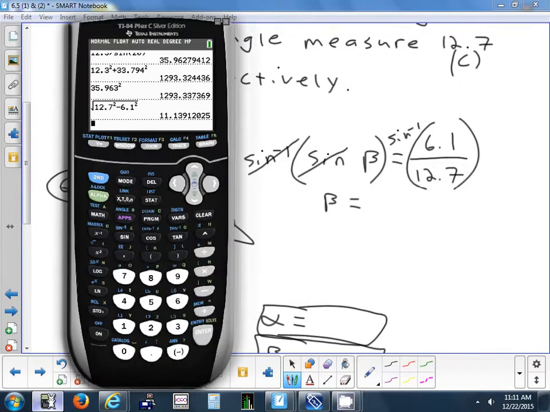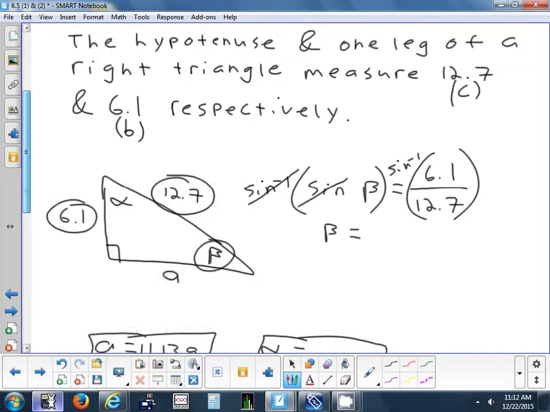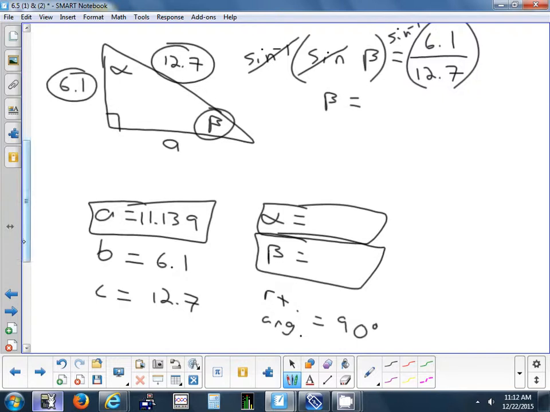All right, anybody know how you type in inverse sine on the calculator? Yeah, second sine. 6.1 divided by 12.7. So that's 28.706, and what's my label on that? Degrees. Okay, I'm going to put the answer down here.